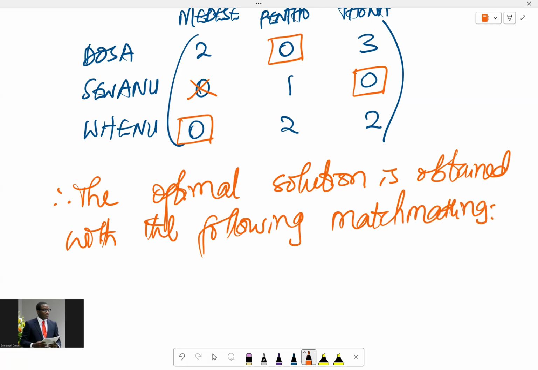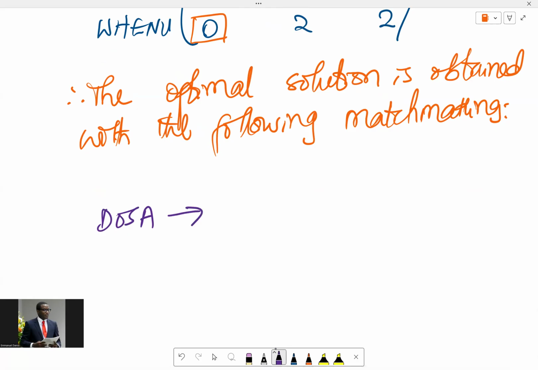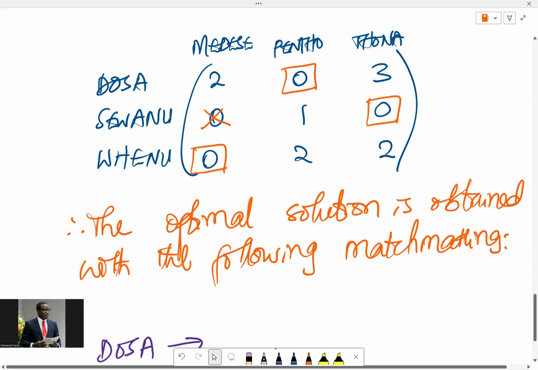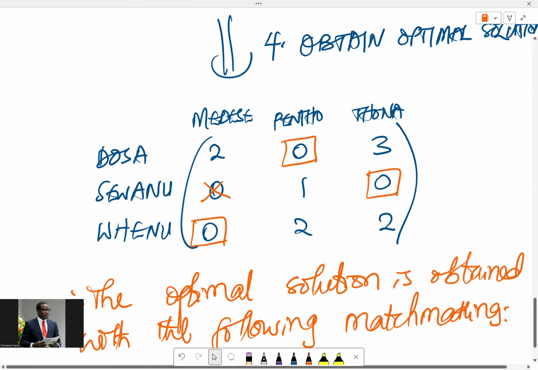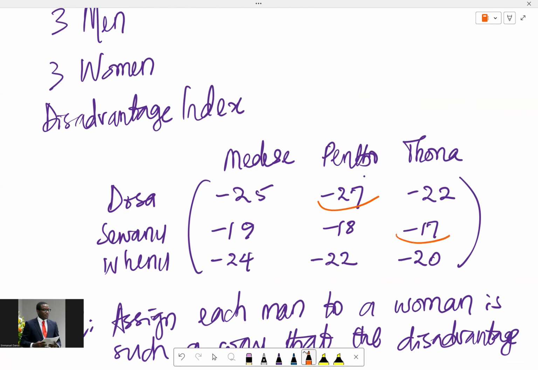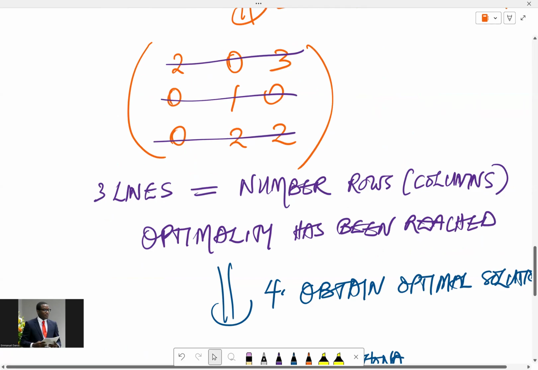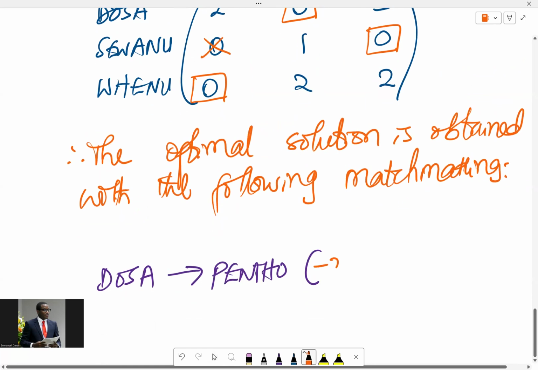The first one is, you assign Dosa to Kwendo, and we also have to take cognizance of the disadvantage index. The disadvantage index between Dosa and Kwendo is -27. Of course, the other matching is Sewanu and Dona. That's -17. And the third one is Huenu and Medese. That's -24. So we have to pay attention to all of that. So match Dosa to Kwendo, and you get the disadvantage index to be -27.